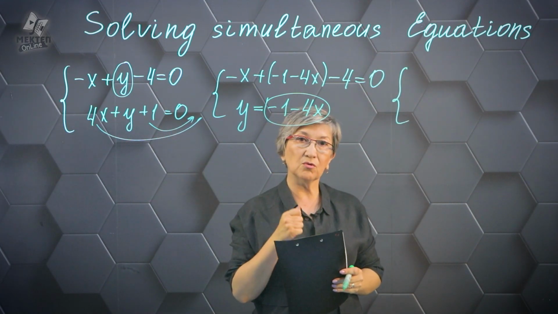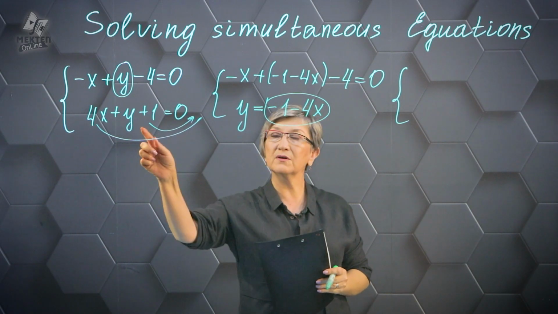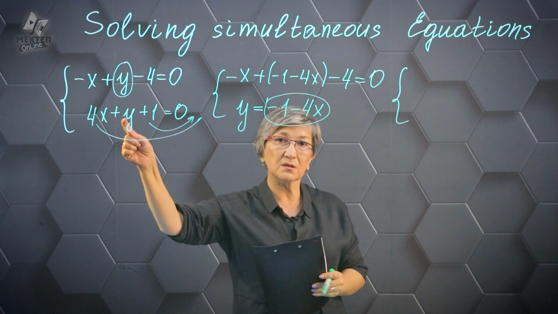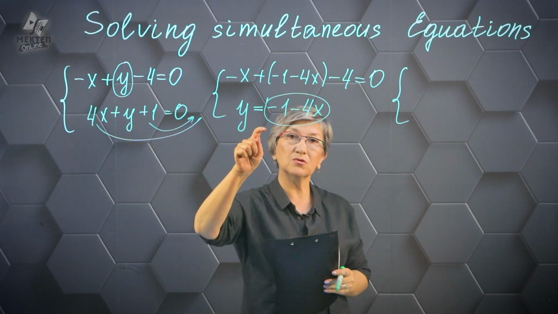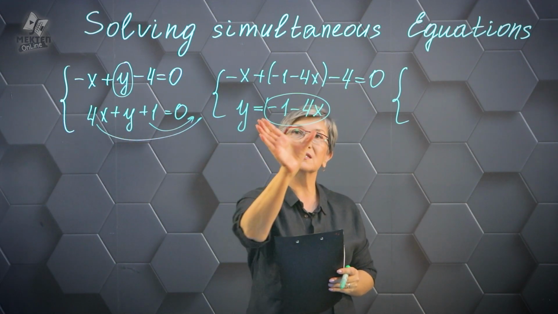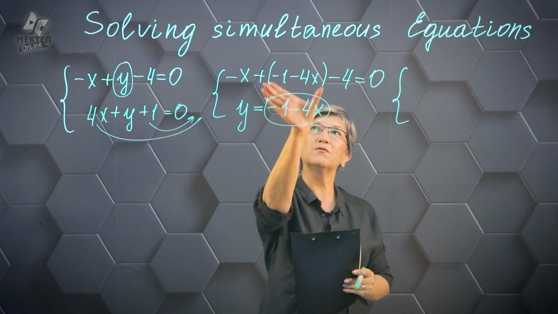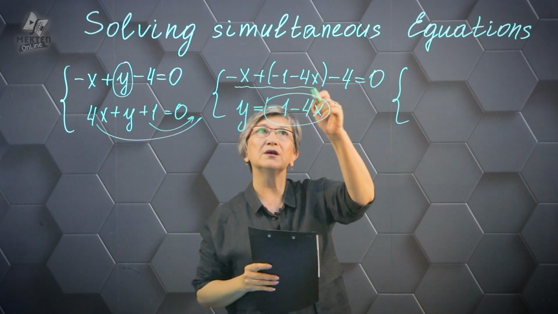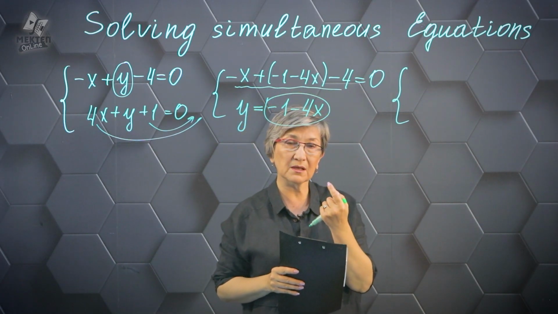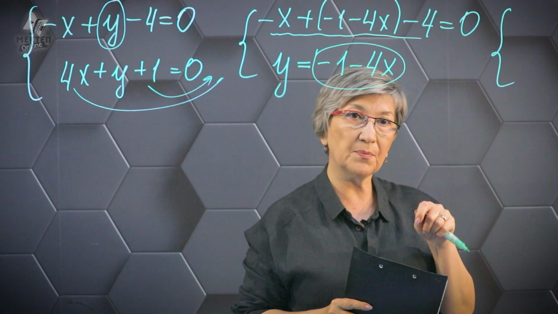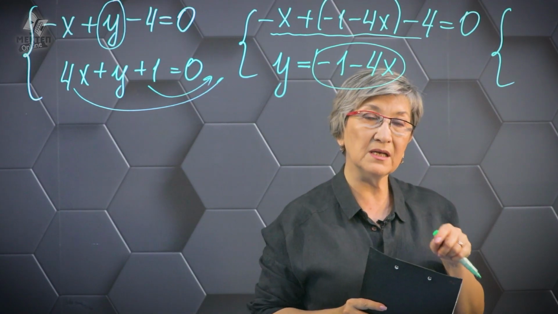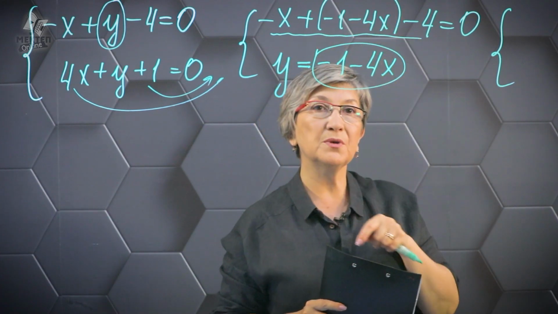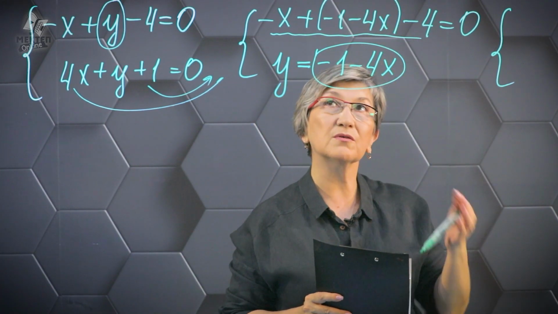One more time. I chose the second equation. From the second equation, I expressed the variable y because the coefficient of y is plus 1. So I expressed that variable and substituted its value into the first equation. As a result, I was left with only one variable in the first equation. This is the basic technique we need to use in order to solve the equation. We need to leave one variable and then we can solve the equation.